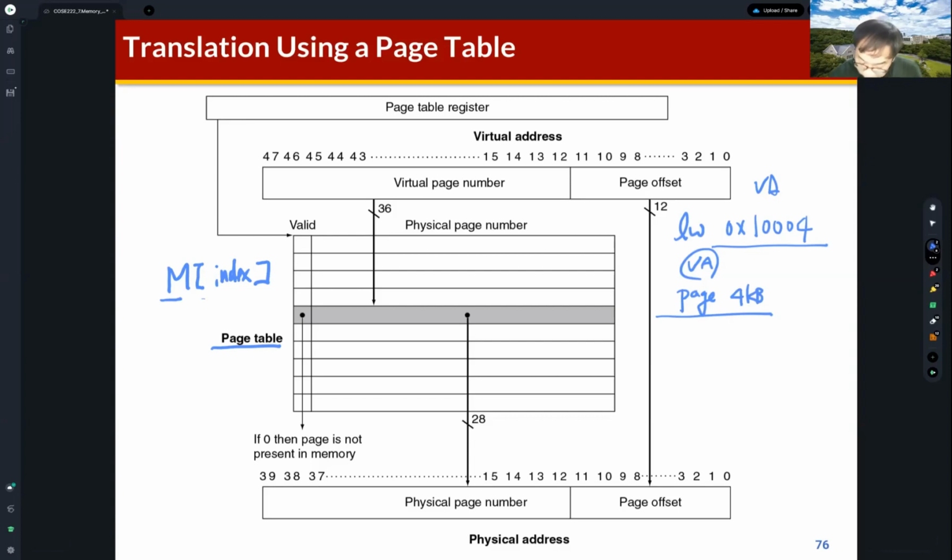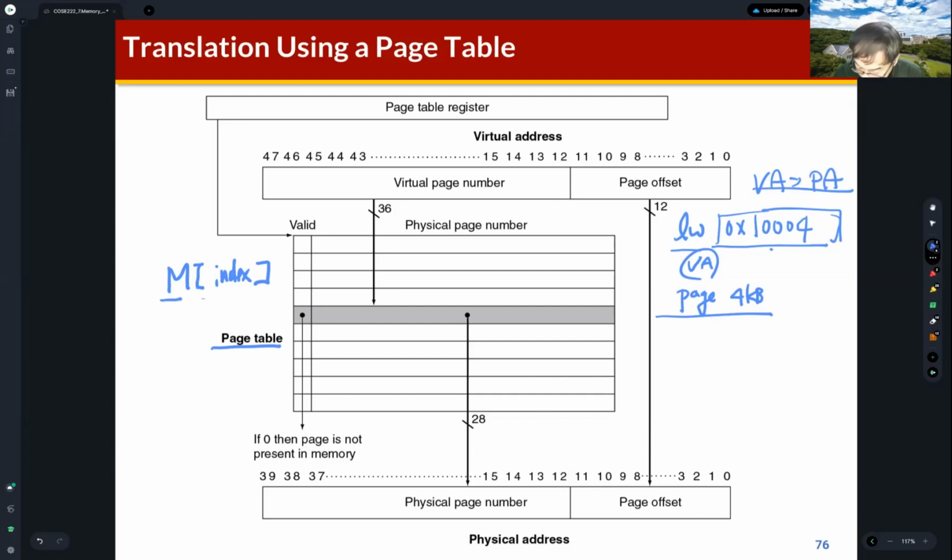So let us assume that this load word instruction is executed on the processor. In order to access the data referenced by this address, this virtual address needs to be translated into the physical address, because we need to know the real address of the physical memory.